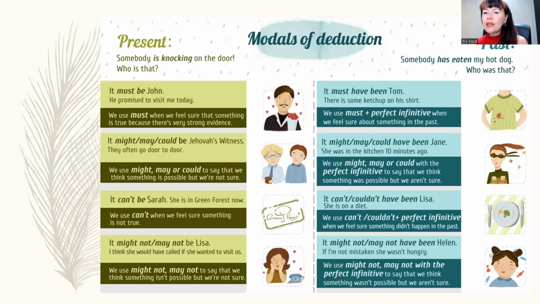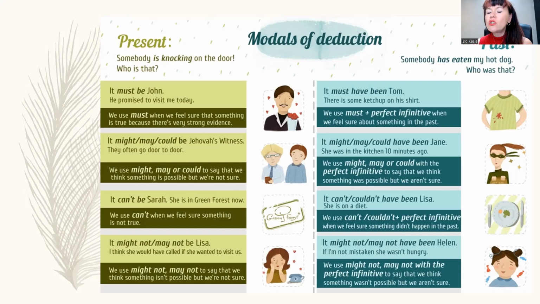Now, modals of deduction in the past. Somebody has eaten my hot dog. Who was that? It must have been Tom. Why? There is some ketchup on his shirt. We use must plus perfect infinitive when we feel sure about something in the past. It must have been Tom. It might have been Jane, or it may have been Jane. It could have been Jane. She was in the kitchen 10 minutes ago.